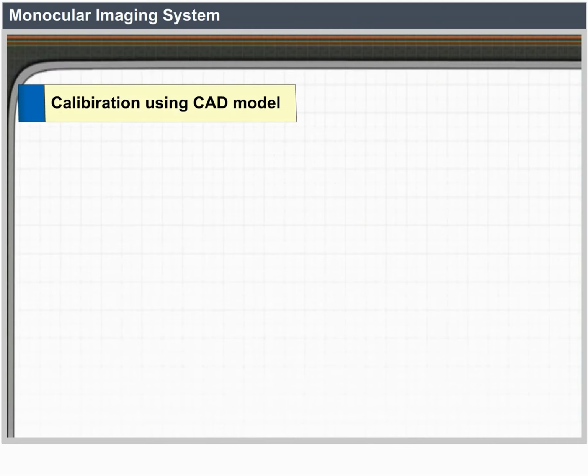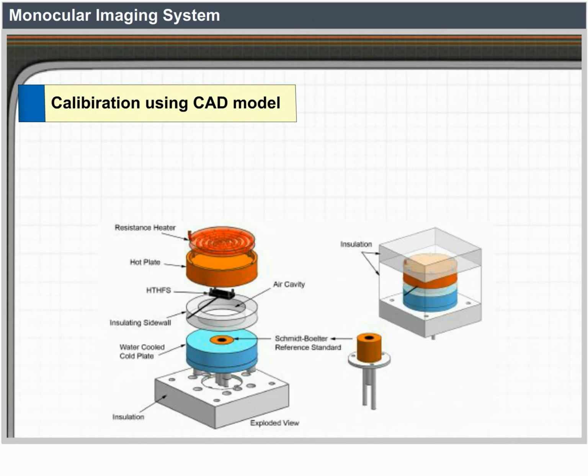Calibration using CAD model. It is used to reduce the number of interactions. Pre-compute as many parameters as possible. More stable. Less user input required.